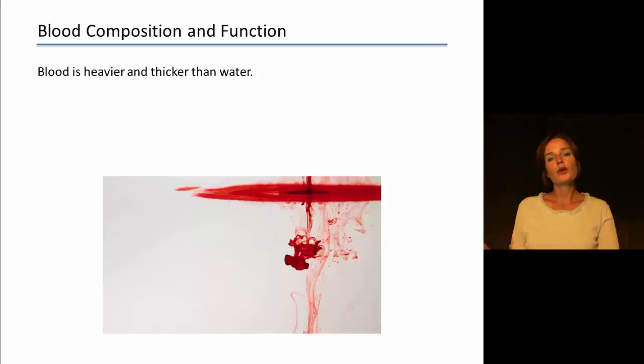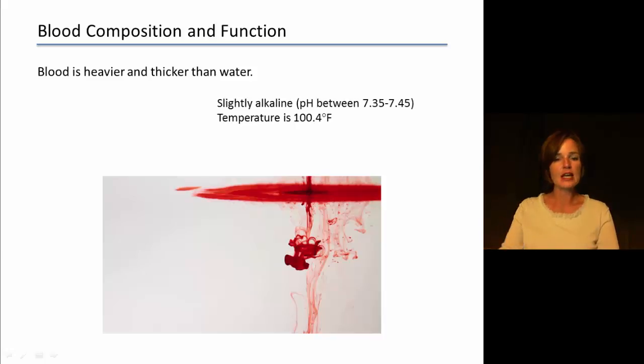The blood, if we were to take it and put some drops of the blood in water, you'd have something like you see in this image right here. And that's because blood is going to be heavier, it's thicker than water, so you can see that it does sink in the water, and it's also slightly alkaline. That means that the pH is a little bit on the basic side. So the pH is between 7.35 and 7.45, so somewhere in there, just slightly alkaline. And the temperature of the blood is 100.4 degrees Fahrenheit.